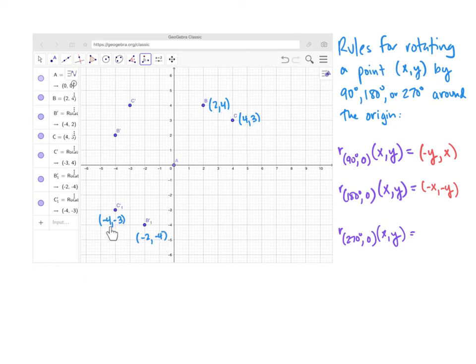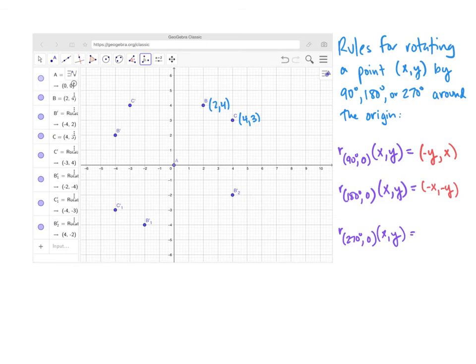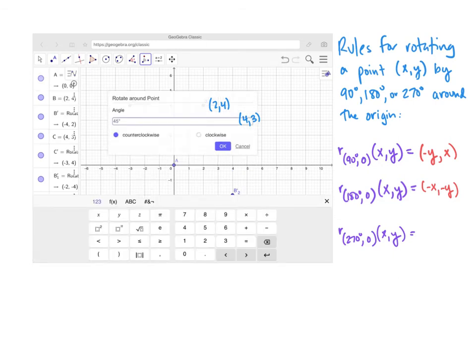The 4 and the 3 stayed in the same place, but both their signs flipped. So lastly, let's look at a 270 degree rotation. Again, just to make things easier to follow, get rid of those. Now we're going to select our rotation, and we're going to rotate point B around point A, but this time it's going to be 270 degrees.